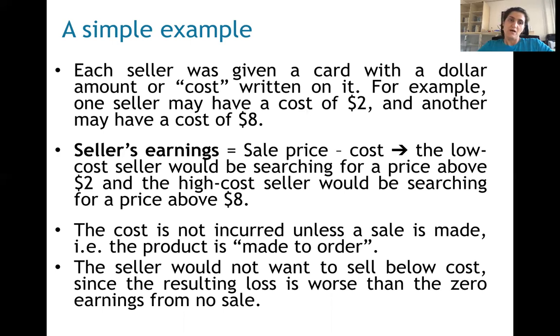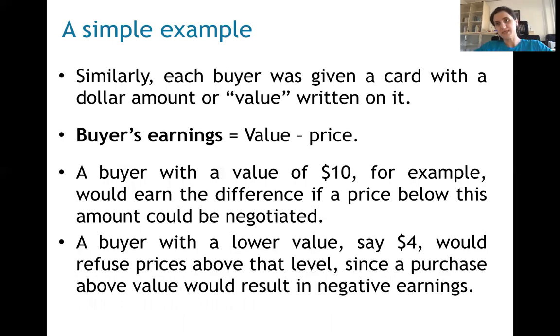Okay, actually the goods are separated into two in that respect, the goods that are perishable or not. Okay, because it's going to affect the bargaining power of the seller, right? So they may be different experimental questions or research questions, actually. If you're interested, you can look at that. The cost is not incurred unless a sale is made. The product is made to order. The seller wouldn't want to sell below cost since the resulting loss is worse than the zero earnings from no sale. Okay, sellers are not going to sell below the cost.